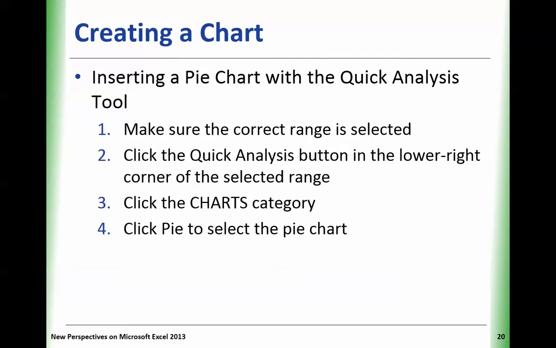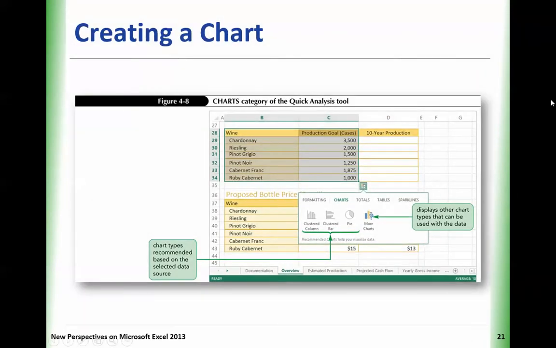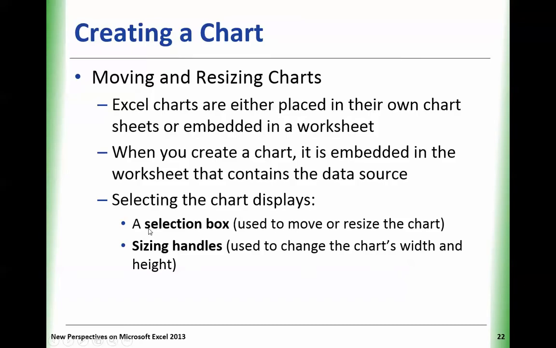To insert a pie chart in Quick Analysis, make sure the correct range is selected. Click the Quick Analysis button on the lower right corner and select Range. Click the charts and click Pie to select the pie chart. So we've selected this data range, making sure that we have chosen our categories and our data range, and it pops up with different types of charts, pie, clustered, and then you choose and move it.